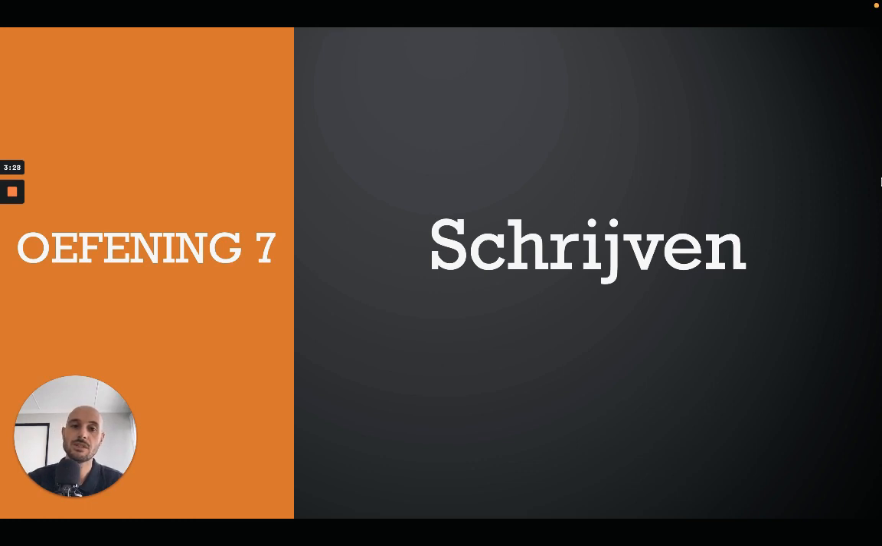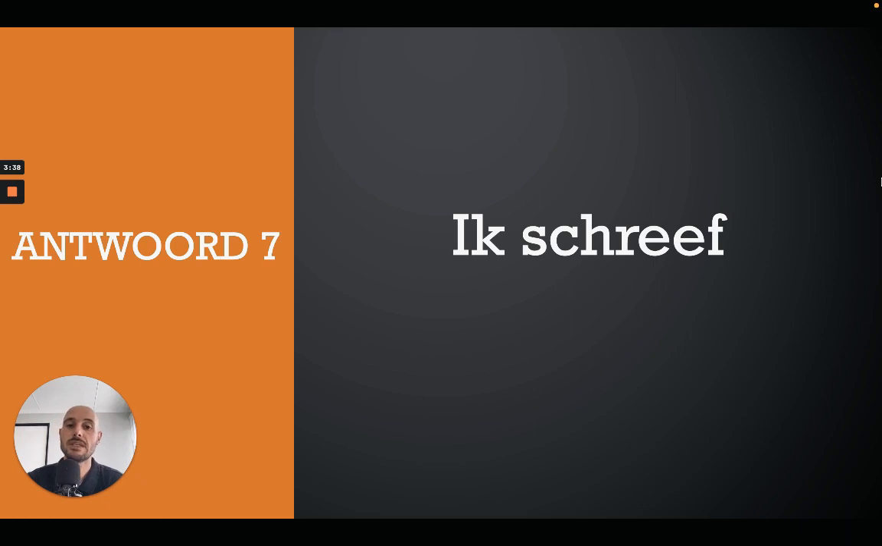We continue, and we go to the verb schrijven. Schrijven is to write, okay? So how would you say I wrote in Dutch, okay? There we go, and the correct answer would be ik schreef. Ik schreef would be I wrote.